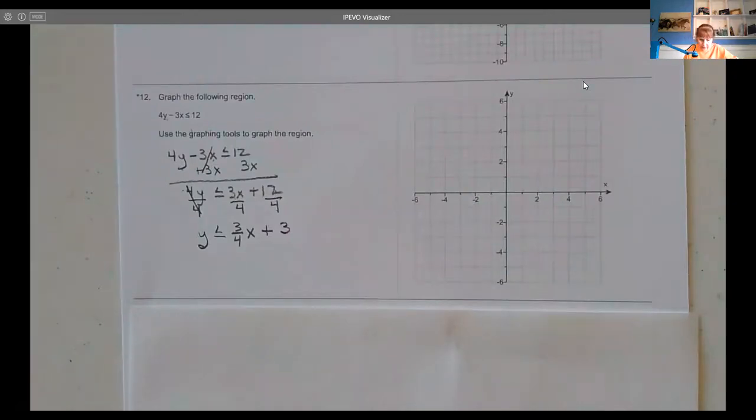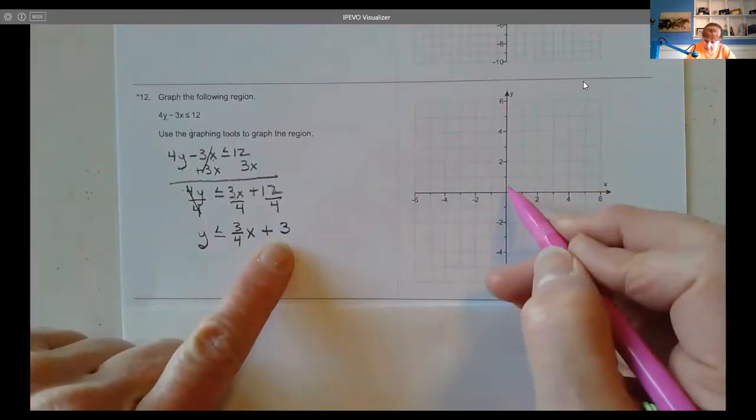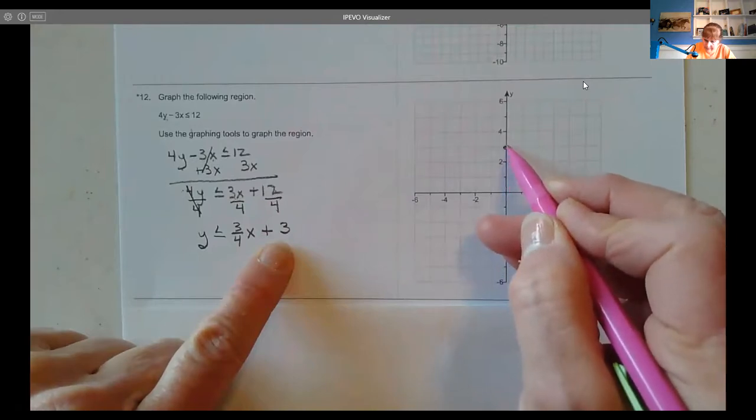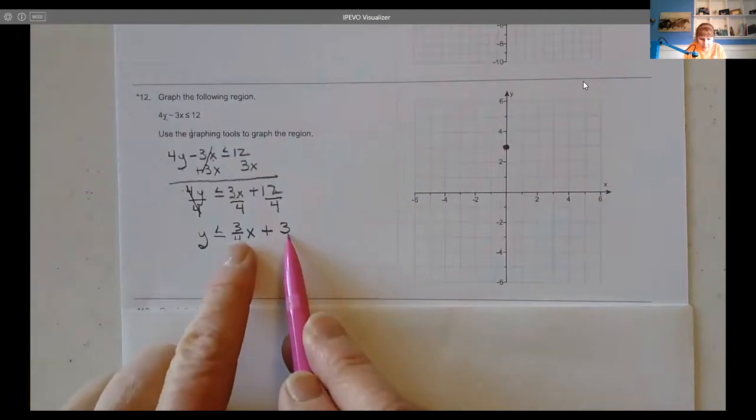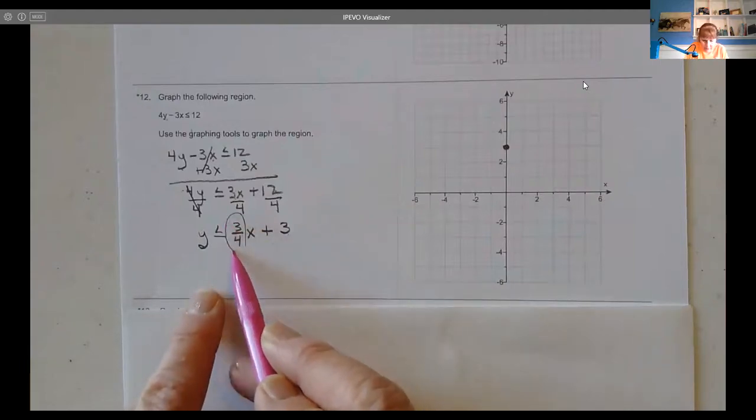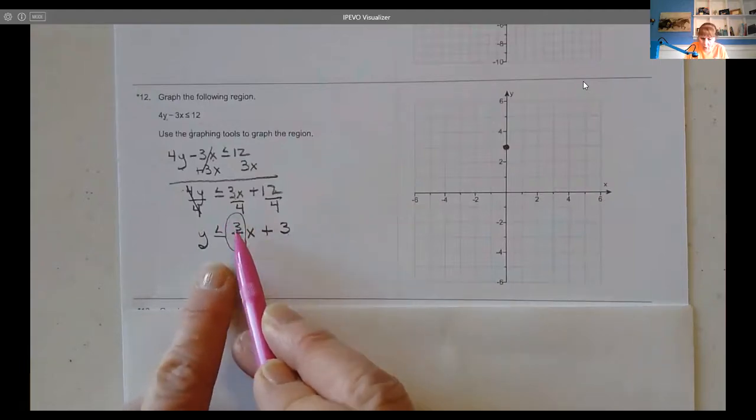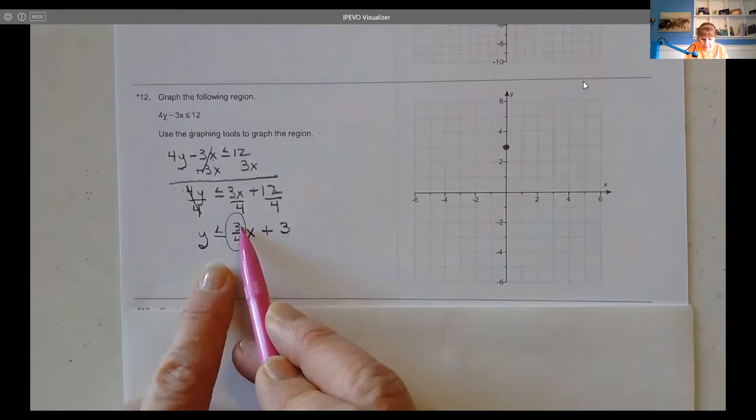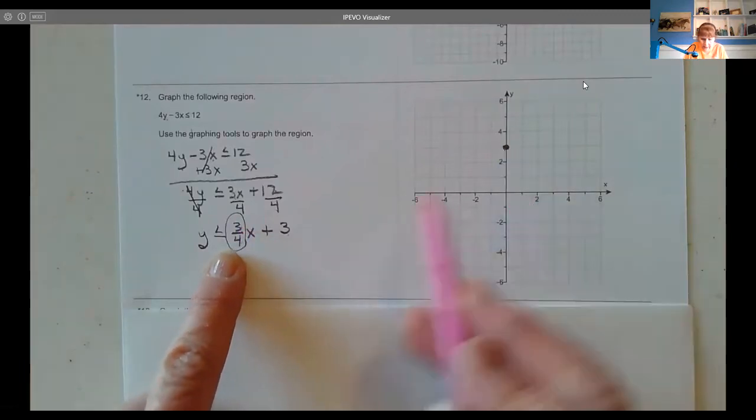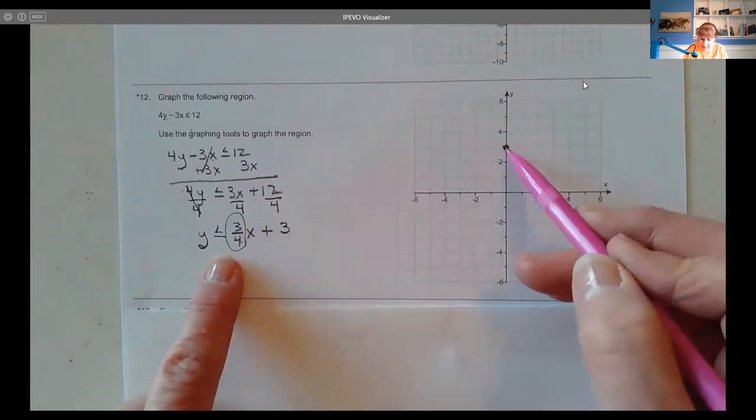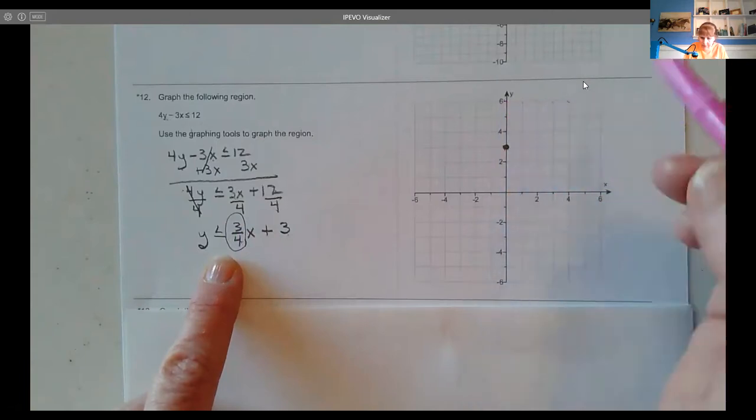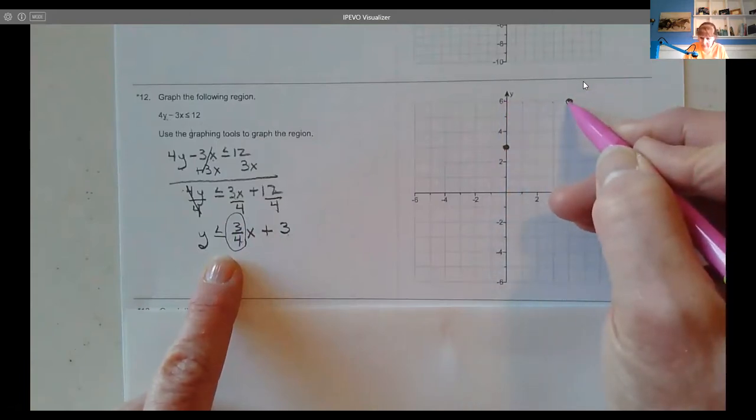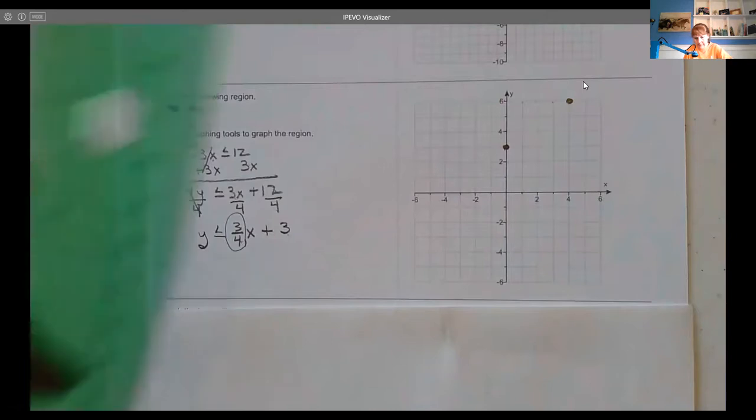Let's go to the 3 on the y-axis. 1, 2, 3. This is a nice little grid here, nice big blocks. From the 3, this is our slope. Rise over run, we'll go up 3. There's room. We'll go up 3 and to the right 4. 1, 2, 3. 1, 2, 3, 4. Okay, there we have it.